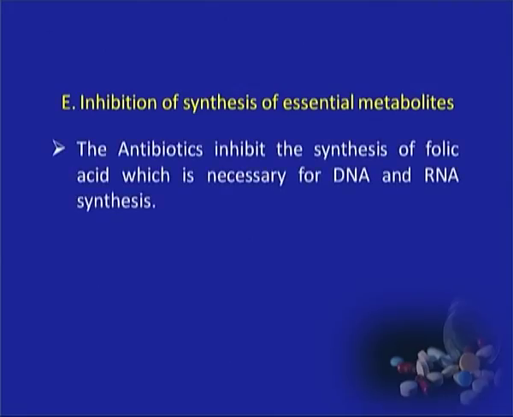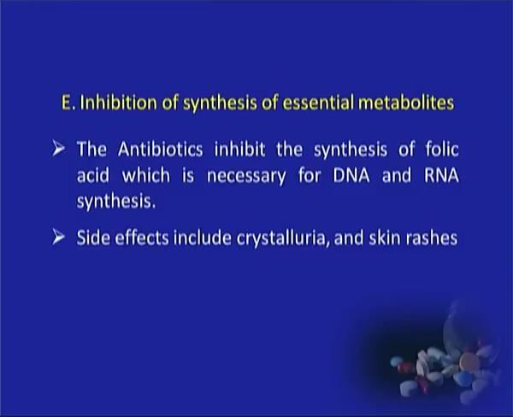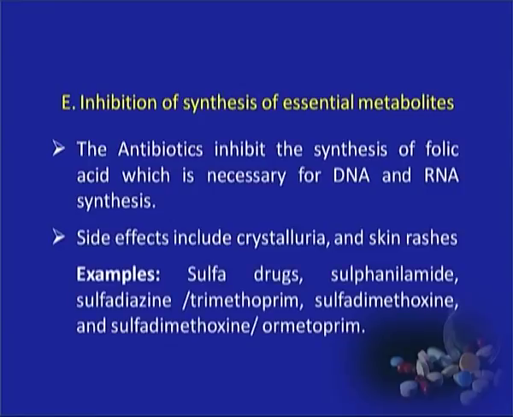The next category of antibiotics are those which inhibit the synthesis of essential metabolites. The antibiotics that inhibit the synthesis of folic acid, which is necessary for DNA and RNA synthesis, come under this category. These antibiotics have some side effects like crystalluria and skin rashes. Examples of this category of antibiotics are sulfa drugs.